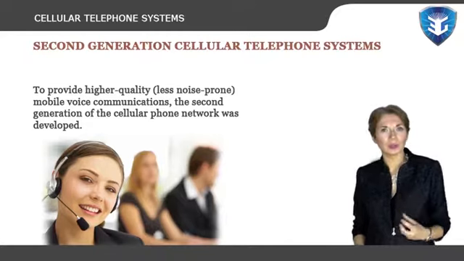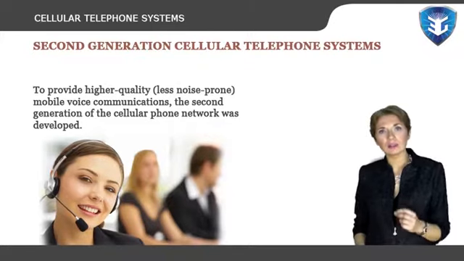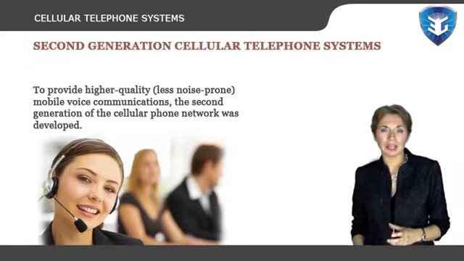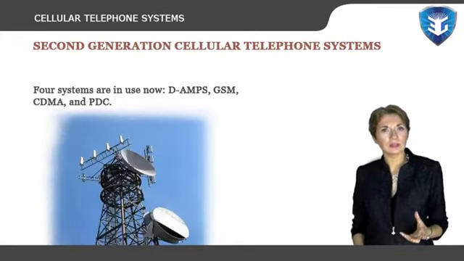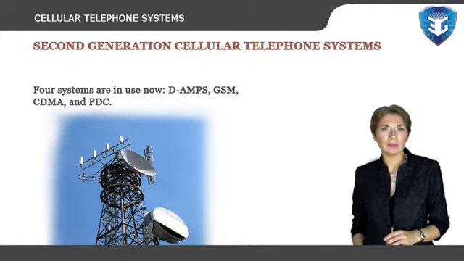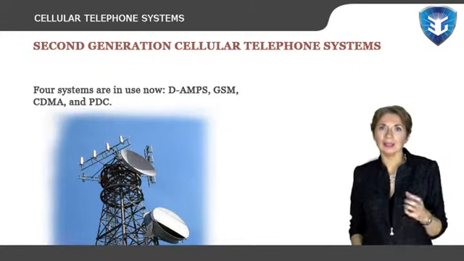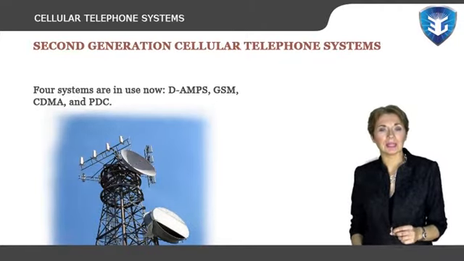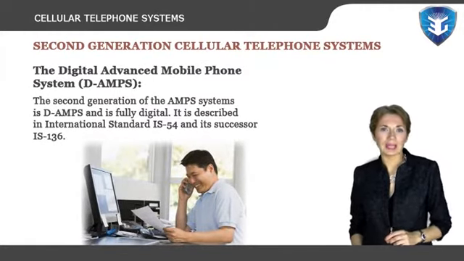To provide higher quality, less noise-prone mobile voice communications, the second generation of cellular phone network was developed. While the first generation was designed for analog voice communication, the second generation was mainly designed for digitized voice. Four systems are in use now: DAMPS, GSM, CDMA, and PDC. PDC is used only in Japan and is basically DAMPS modified for backward compatibility with the first generation Japanese analog system. The Digital Advanced Mobile Phone System, or DAMPS.